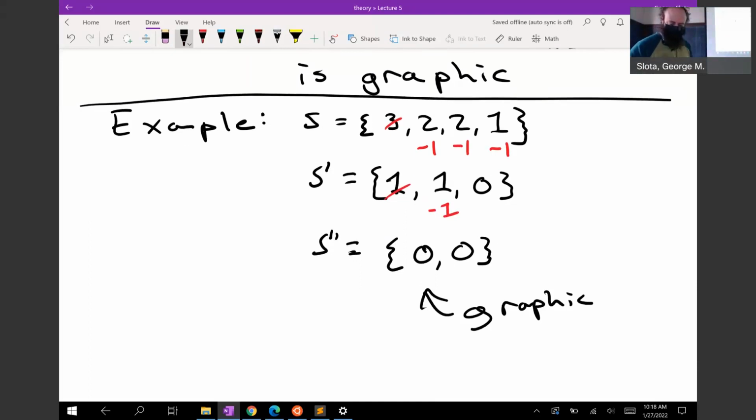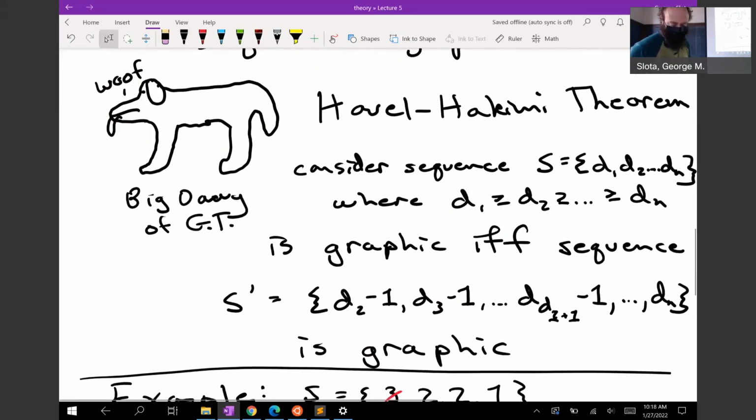That's what Havel-Hakimi is talking about here. We have our sequence S in non-increasing order. That sequence is graphic if and only if S prime is graphic. S prime is defined as the second value, third value, fourth, up to whatever the original D sub 1 value is, all decremented by 1, and that first value is removed. We can iterate some number of times until we end up with either a sequence that is obviously graphic or one that is obviously not graphic.